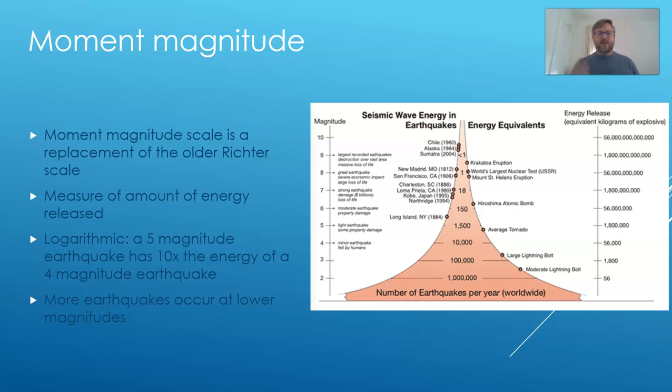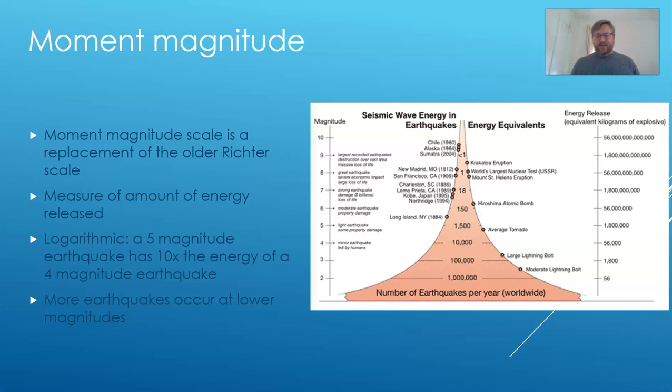And this is a logarithmic scale. What that means is that every time you go up one number on the scale, you have multiplied the amount of energy involved by 10 times. So if you have a 4 magnitude earthquake, and then you have a 5 magnitude earthquake, that 5 magnitude earthquake has 10 times the amount of energy as the 4. And then if you had a 6 magnitude earthquake, that would have 10 times the energy of the 5 and 100 times the energy of the 4. So it's not a linear scale where each number you go up is the same amount of increased energy. You're multiplying by 10 every number that you go up.